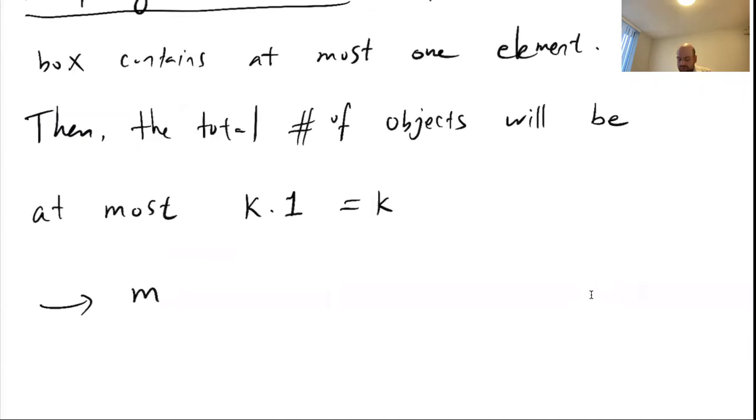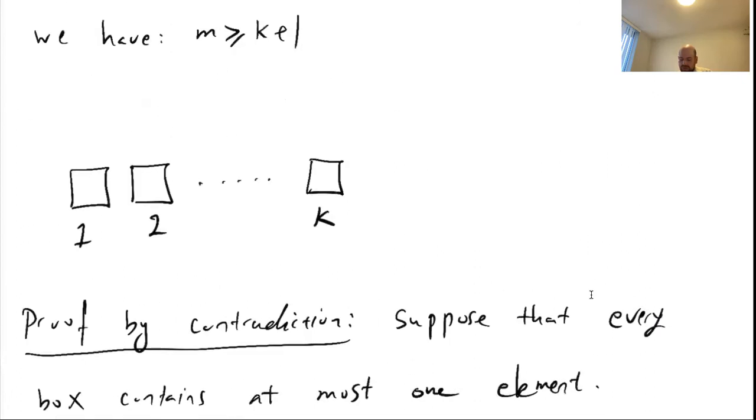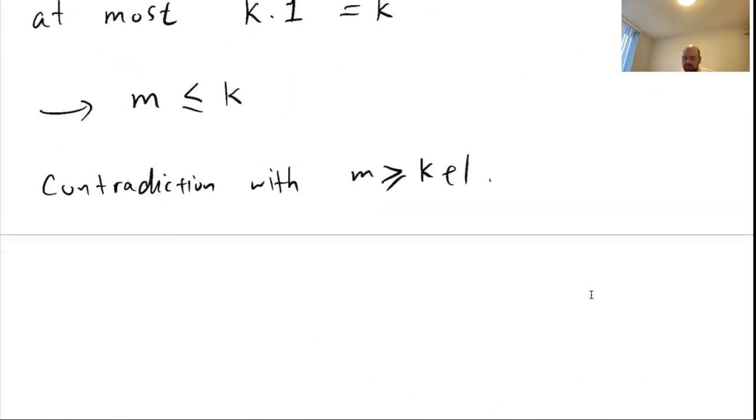At most k means what? It means less than or equal to k. And this is a contradiction with m bigger than or equal to k plus 1. Remember we had m bigger than or equal to k plus 1. If m is bigger than or equal to k plus 1, of course it's impossible that m is less than or equal to k.